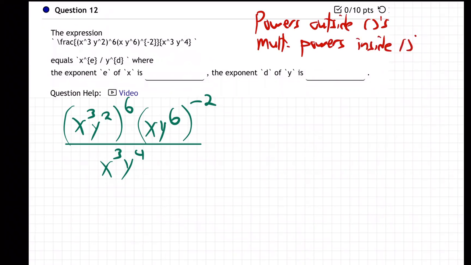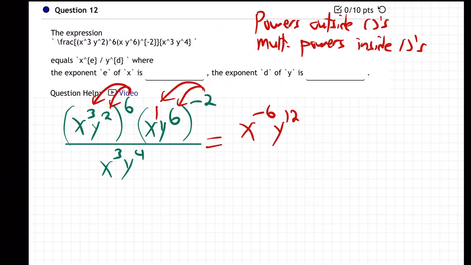Powers inside parentheses, right? So this 6 power is going to go boom, boom, and this minus 2 power is going to go boom, boom. And notice how I put a 1 on that X, right? Any number or letter that doesn't have a power really has an invisible 1 power. So go ahead and put it there. So then powers outside multiply powers inside. So what's going to become of that? That'll become X to the minus 6, Y to the 12.